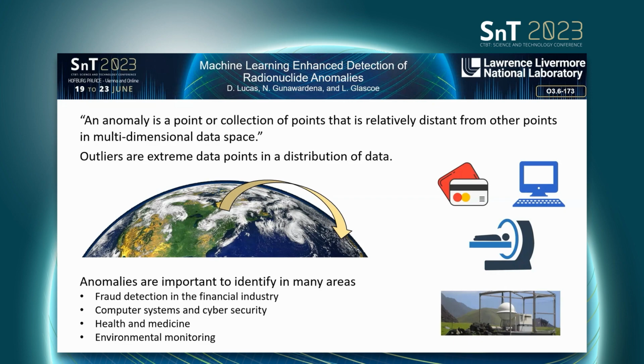And anomalies occur in many, many different fields. And so what we want to do is borrow algorithms that were developed in these other fields and see if they can be useful for identifying anomalies, nuclear explosion signals, in radionuclide data. So in the financial industry, anomaly detection algorithms are used to try to identify fraudulent activity on credit card transactions. Anomalies are used in cybersecurity to try to identify computer intruders in computer systems. Anomaly detection is used in the healthcare industry to help identify diseases and so on.